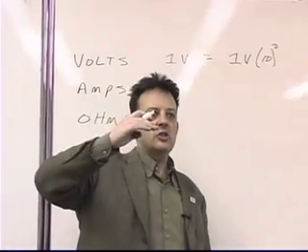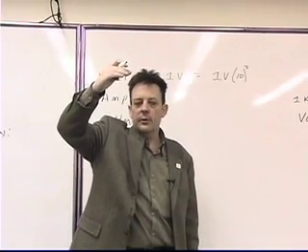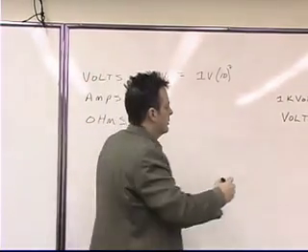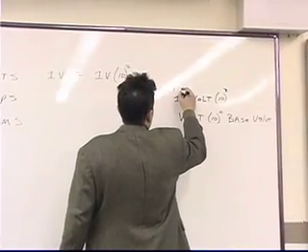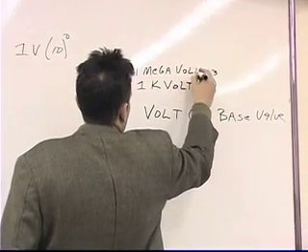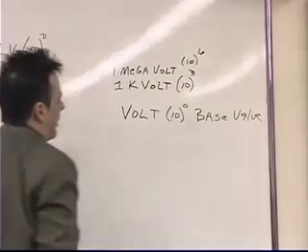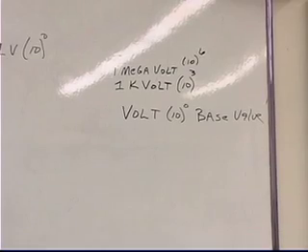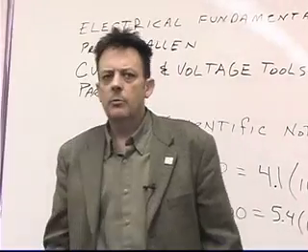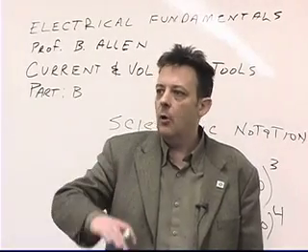What about the next jump to take us to 10 to the 6th? Does anybody know what that prefix would be? Mega. So 1 megavolt would be 10 to the 6th power. Okay? We won't get too much bigger than mega in this class, but we will get smaller because we'll study capacitors, and capacitors get really small.